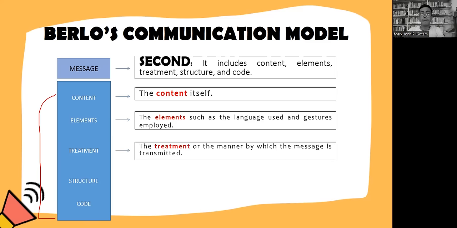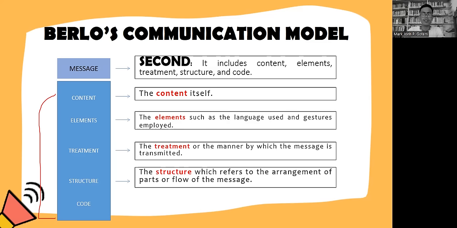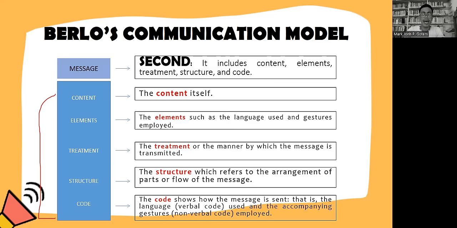The treatment is the manner by which the message is transmitted. It refers to the way in which the message is sent and the message's packaging. Next is the structure, which refers to the arrangement of the parts or flow of the message. As the word suggests, structure is the arrangement of the message. And lastly, the code shows how the message is sent: the language, which is the verbal code used, and the accompanying gestures, which are the nonverbal code employed.